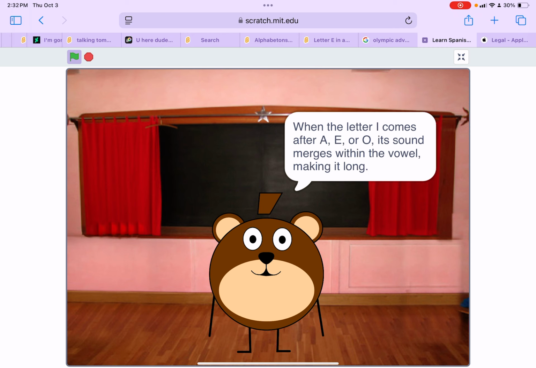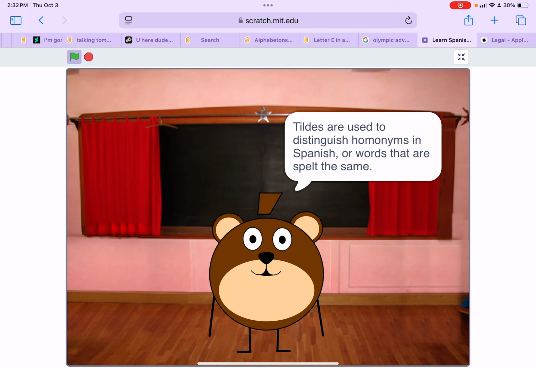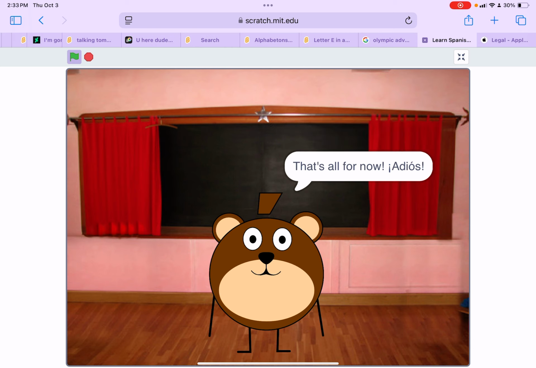When the letter I comes after an A, E, or O, its sound merges within the vowel, making it long. This can be prevented by putting a tilde. Tildes are used to distinguish homonyms in Spanish, or words that are spelled the same, and some foreign words in Spanish have the same location of the stress on the same vowel. That's all for now.